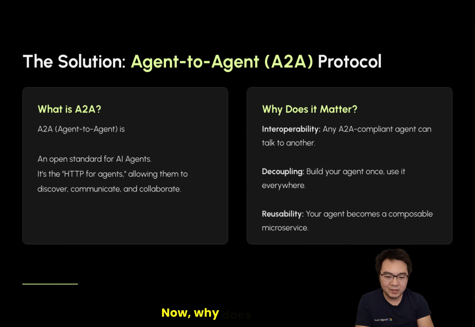Now, why does it matter? Because of a common standard, from an interoperability point of view, any A2A compliant agent can talk to each other. From a decoupling point of view, you can build your agent once and use it everywhere because all the compatible clients can access the agent in the same way. And it's reusable as well because your agent now becomes a composable microservice. They can speak to each other. You can discover them through a common standard. This is the key to scale.